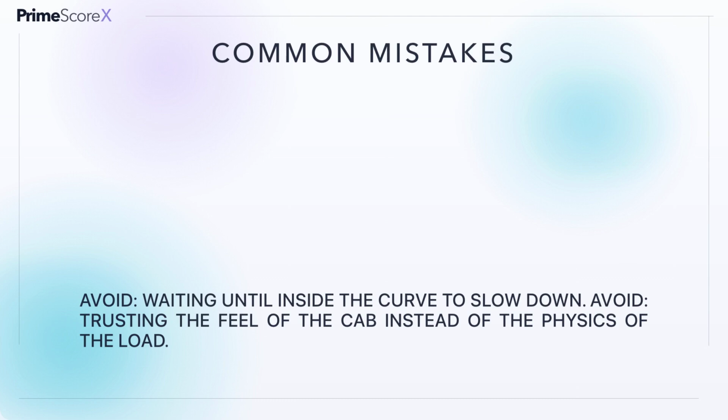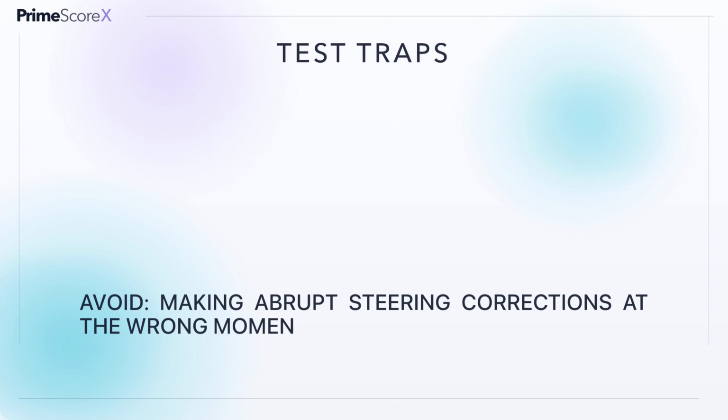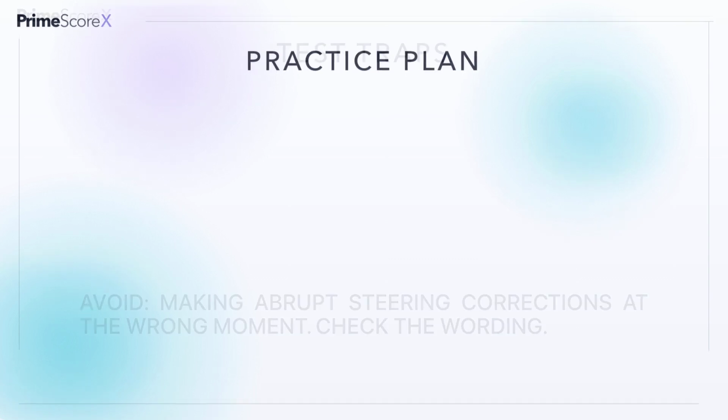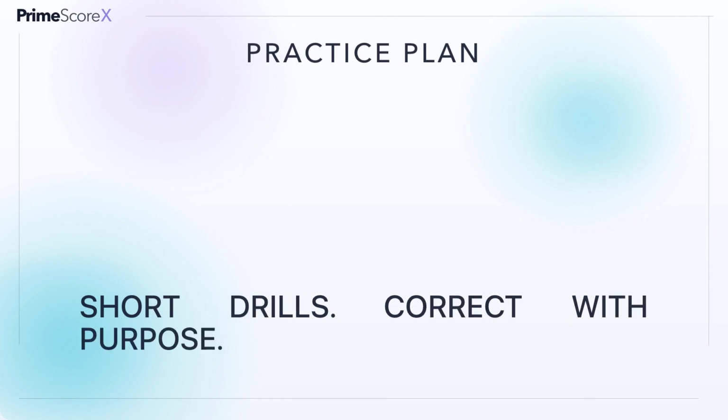A common mistake is waiting until inside the curve to slow down. Another mistake is trusting the feel of the cab instead of the physics of the load. Both mistakes come from studying too loosely. The fix is to slow down during review and force every answer to connect to a clear rule or safety principle. Another trap is making abrupt steering corrections at the wrong moment. CDL questions often include small words that change the entire meaning. Watch for first, best, safest, not, except, before, after, loaded, empty, downgrade, and emergency. Before selecting an answer, confirm that you answered the exact question asked.